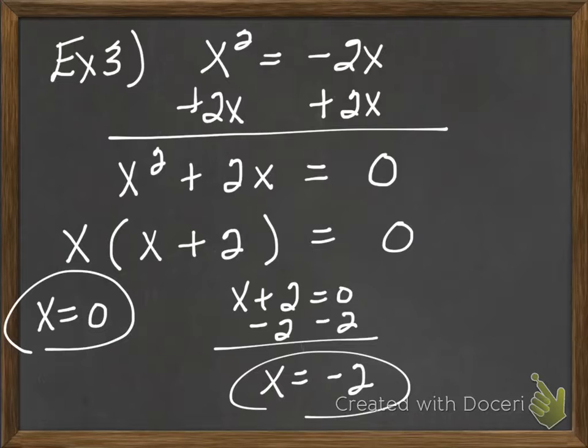So in example 3, two things were going on. One side of the equation was not equal to 0 yet, and once I made one side equal to 0, I had to factor the other side before I could set each factor equal to 0. I have two more examples for you. Example 4.